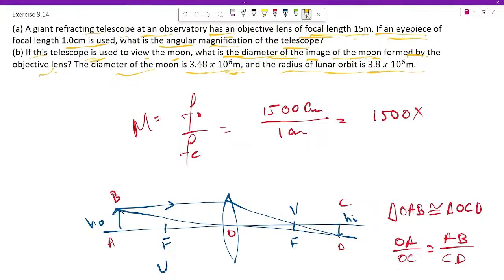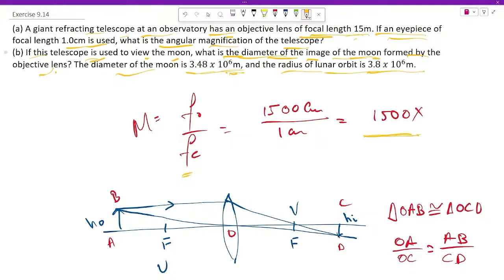So the first question is saying that simply we have to find out the magnification of this telescope. So we know the formula for magnification. It is given by the focal length of the objective by focal length of the eyepiece. So after substituting the values, we will get a value of 1500x.